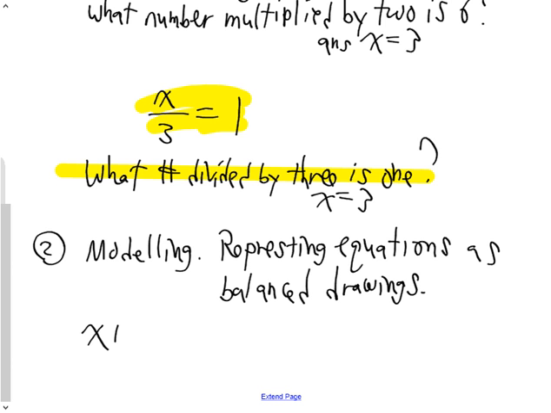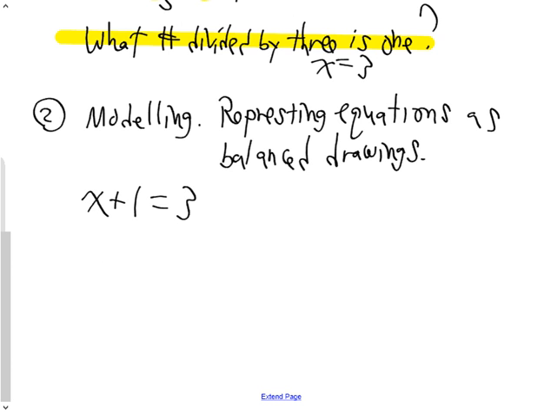So if I give this idea of x plus 1 equals 3 again, as a drawing, it would be an x and a plus 1 equals plus 3, right? And I say, okay, I want this scale. The scale is equal. And I have my x plus 1 equals 3.